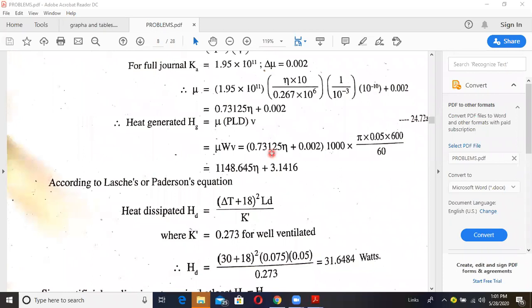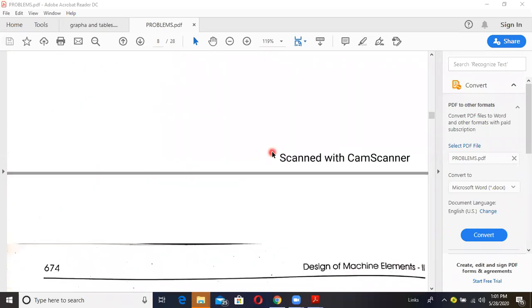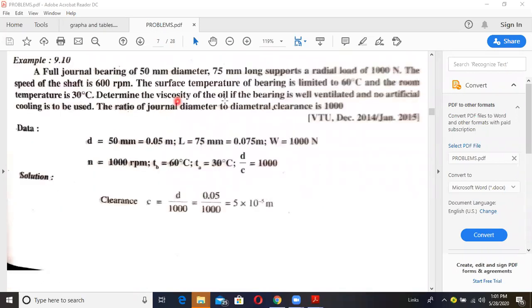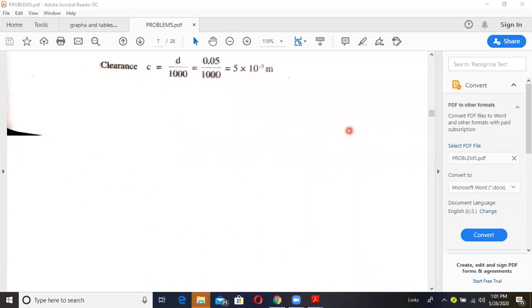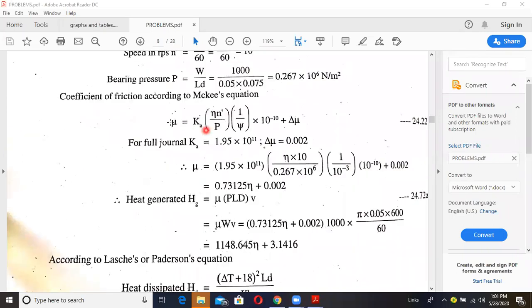Now, in the question they told us to calculate the viscosity of an oil if the bearing is well ventilated and no artificial cooling is used. Based on these two conditions, we are going to calculate the type of the oil. So for that, same thing, here we are going to calculate mu by using Becky's equation: Ka neta N dash by P, 1 by xi into 10 to the power of minus 10, plus delta mu. Ka is constant, mu is constant, substitute everything, then we will get mu.